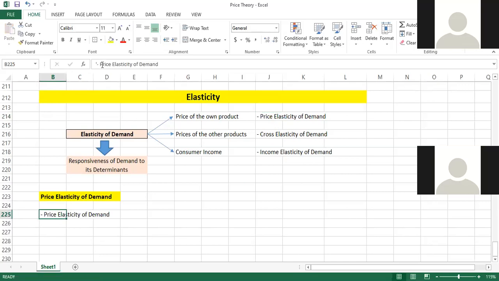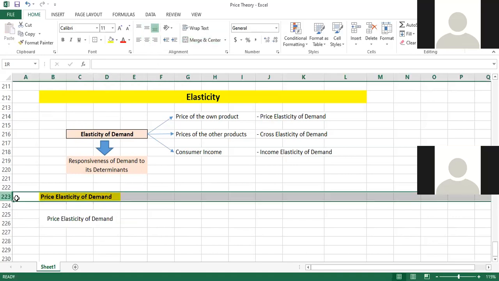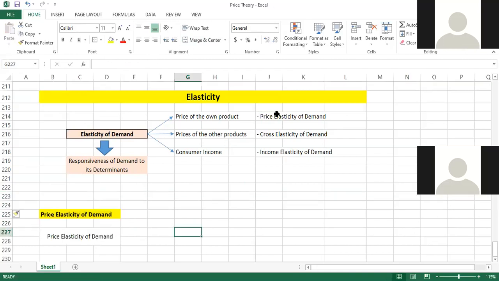What is the meaning of price elasticity of demand? Under price elasticity of demand, what we measure is the price responsiveness of demand. That means when the price of the own product changes, what is the response of the quantity demanded? You mentioned one very important point, right? When we measure the responsiveness, price elasticity of demand means the responsiveness of demand with respect to the change in price. If the price changes, what is the response of the quantity demanded?